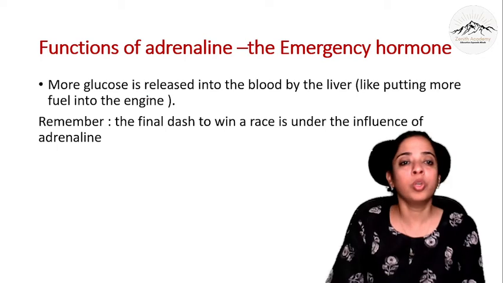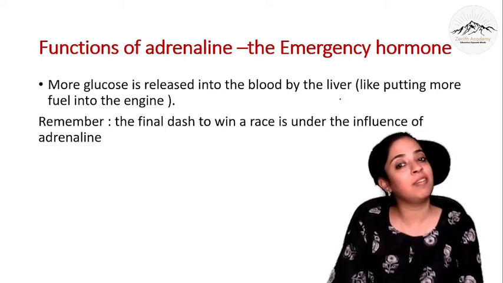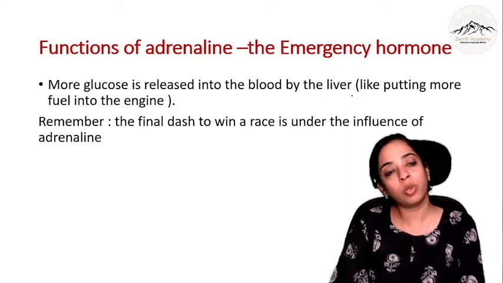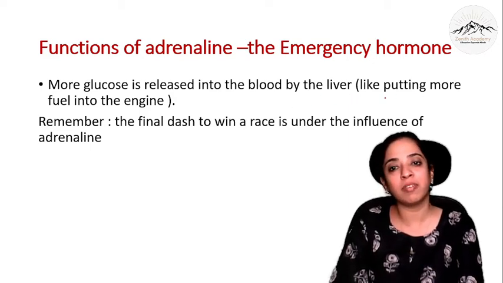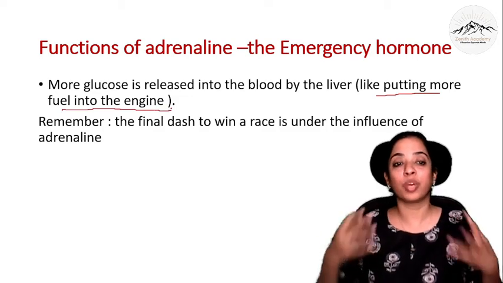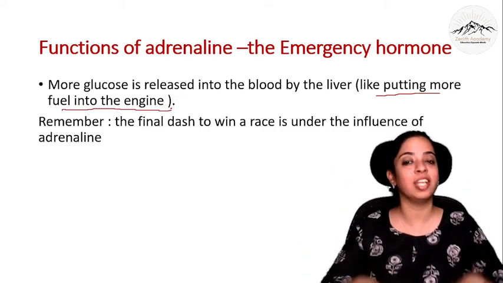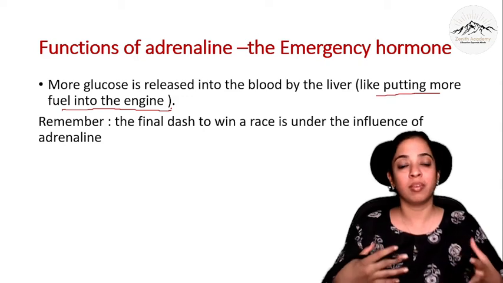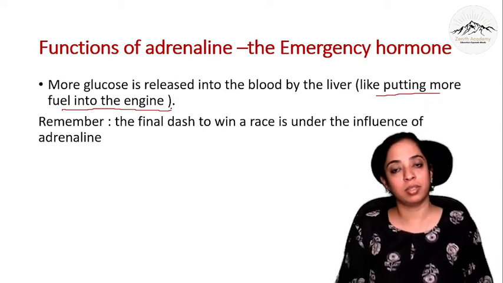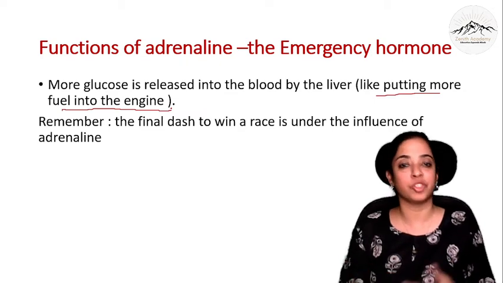Now more glucose is released into the blood by the liver. अभी हमने बताया the glycogen converts into the glucose. So more glucose is released into the blood by the liver, like putting more fuel into the engine. So when we want to run, we will put more fuel in the engine. In the same way, what does liver do? With the effect of adrenaline, it produces more glucose in the blood. Okay, in case of emergency.